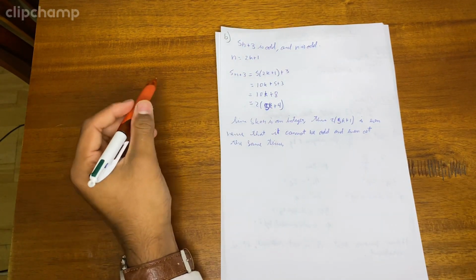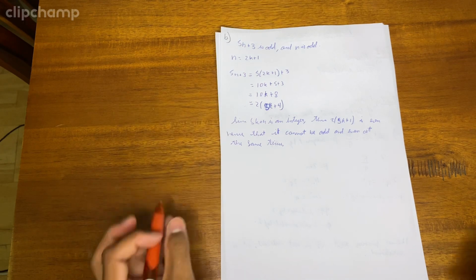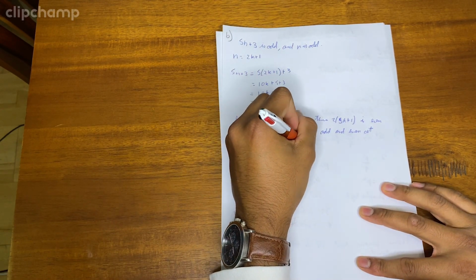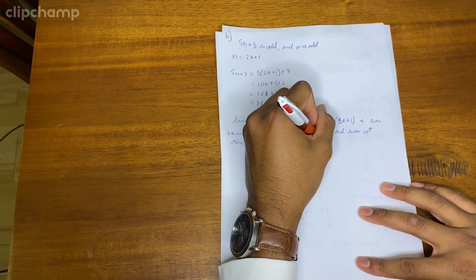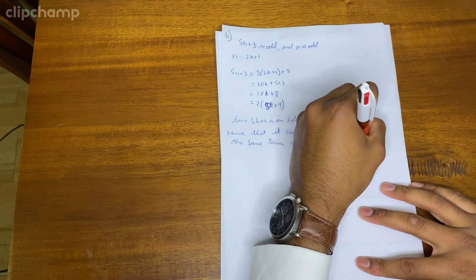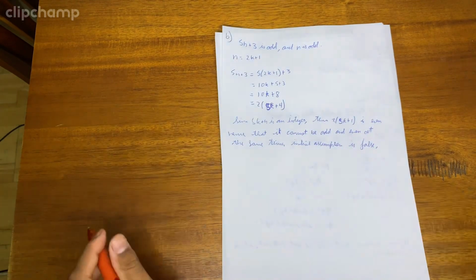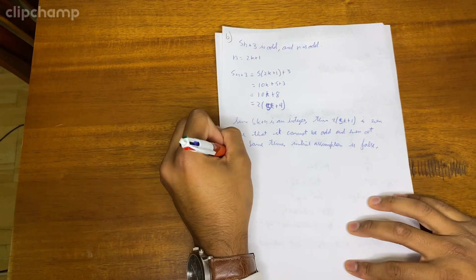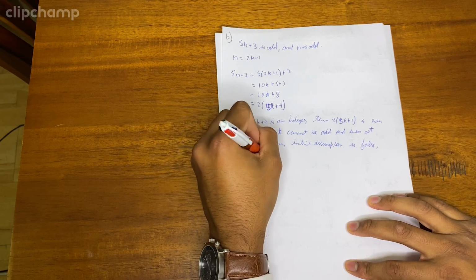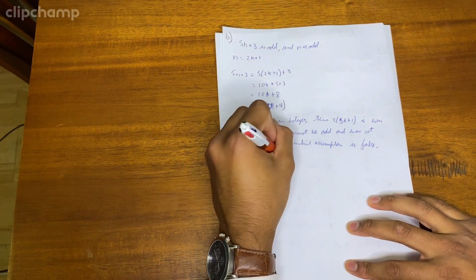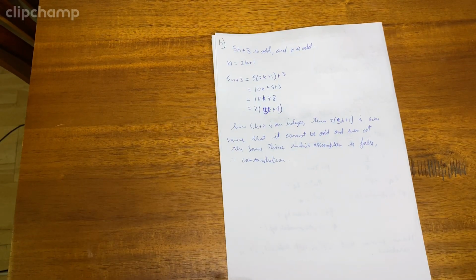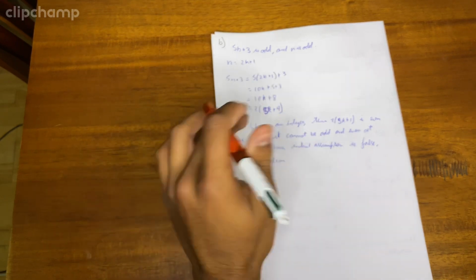Therefore, the initial assumption is false, hence contradicting itself. So that is how you do these two questions by contradiction, right?